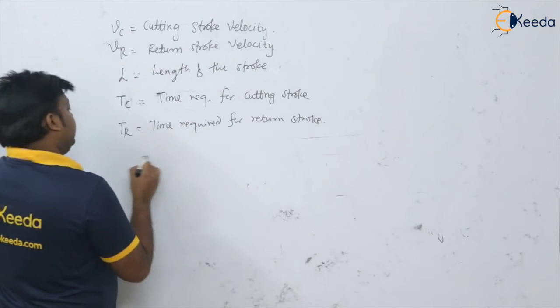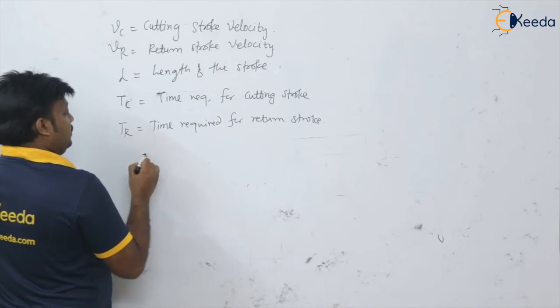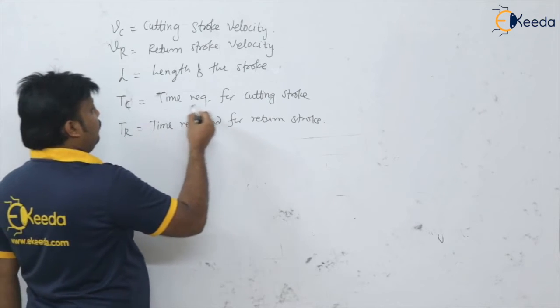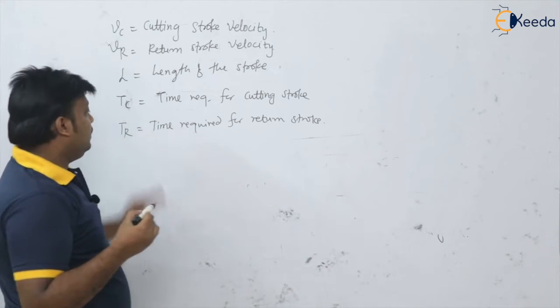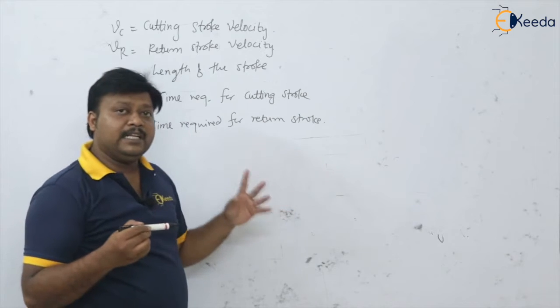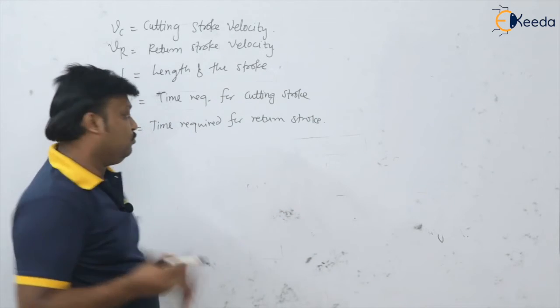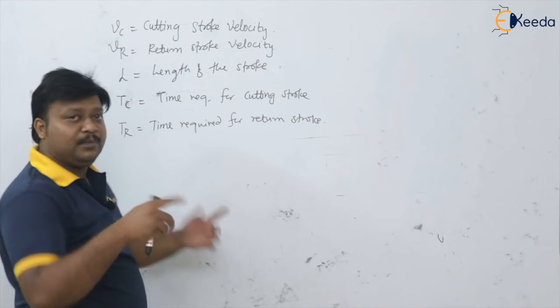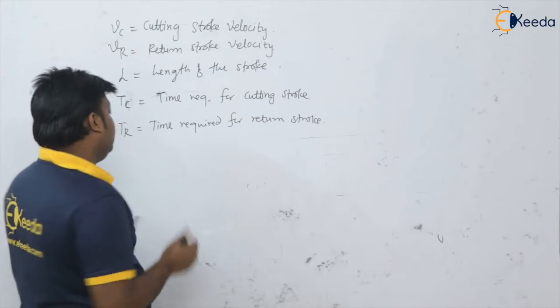Then what is the total time? Or total time is what? Time required for cutting stroke and time required for return stroke. So in totality, what I can say is the time required for the double stroke, because these two strokes are going to happen in a single rotation of the crank.